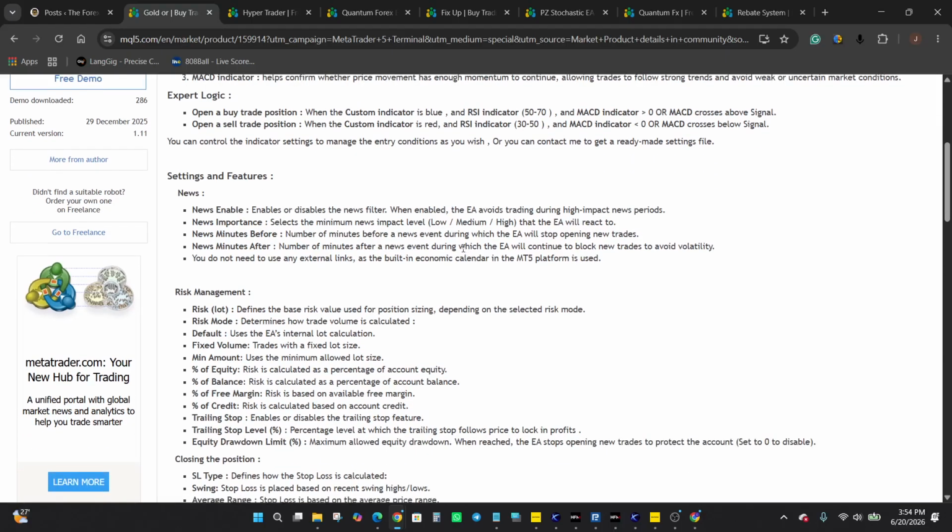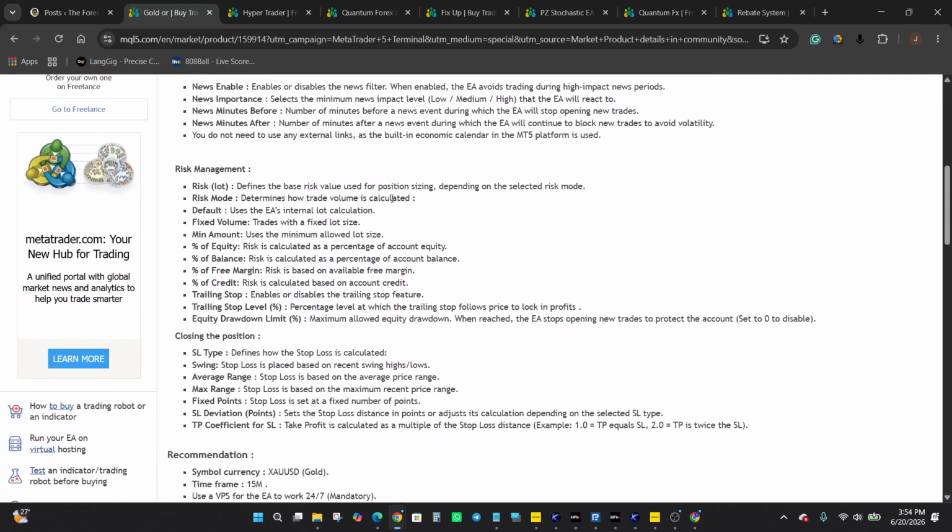Moving into the settings section, there are several areas that give traders flexibility. The news filter can be enabled to avoid opening trades around economic events. Since it uses the built-in MT5 economic calendar, there is no need for external news services, which helps simplify setup. Risk management is also highly configurable. Traders can choose between fixed volume, percentage based risk models, minimum volume, or other account based calculation methods. There is also a trailing stop feature and an equity drawdown limit, which can be used to restrict new trading activity if account drawdown reaches a specified level.